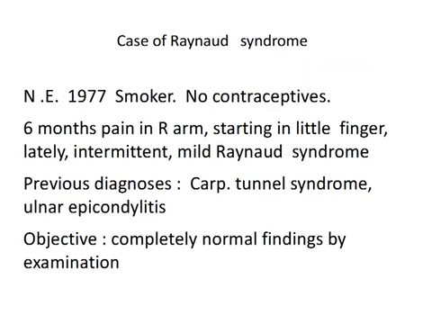Young lady was referred to us for pain in her right arm. She was smoker with no contraceptives, who presents in our clinic with 6 months pain in her right arm. The pain starts in a little finger. Lately, in a few months, develops mild Raynaud syndrome. She was repeatedly seen in orthopedic and neurologic department. Previous diagnosis was carpal tunnel syndrome and epicondylitis.